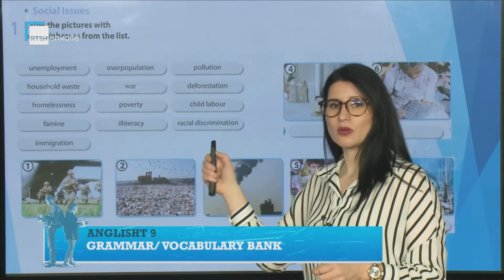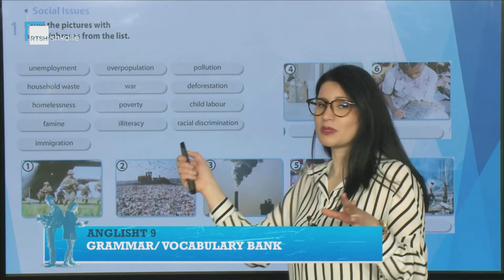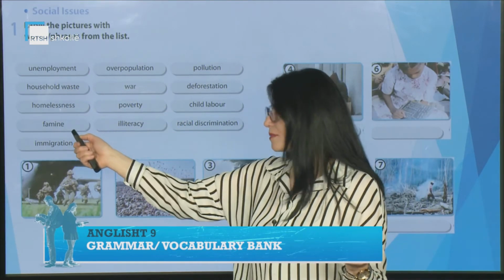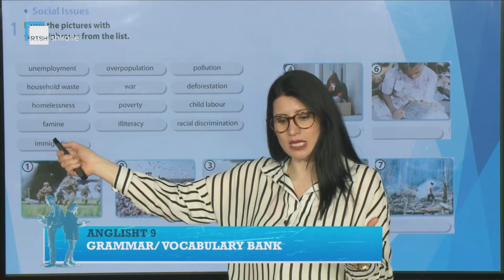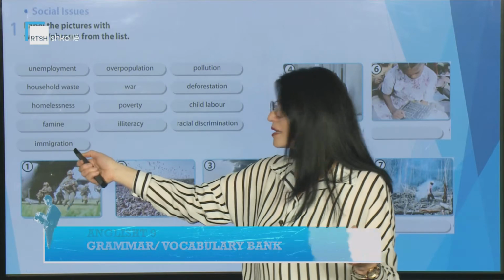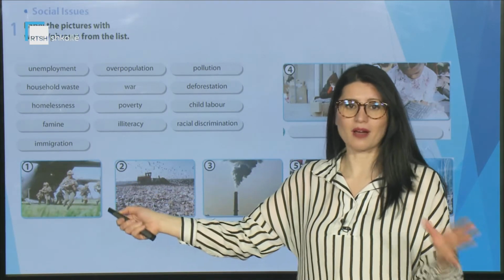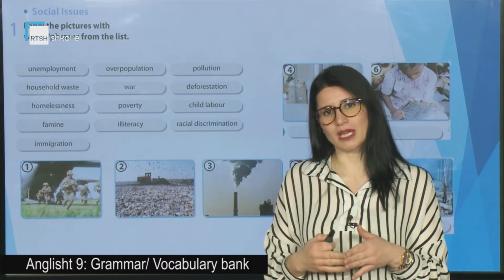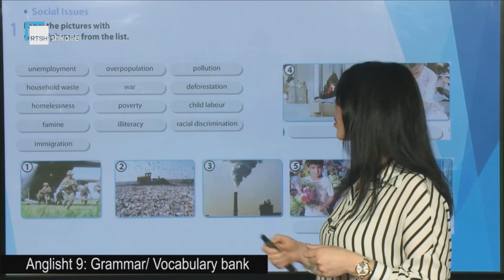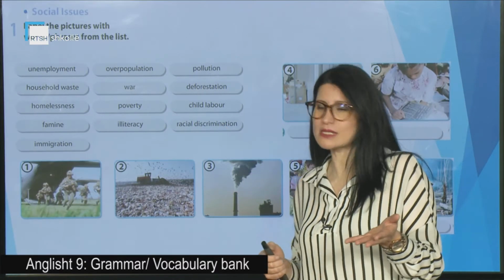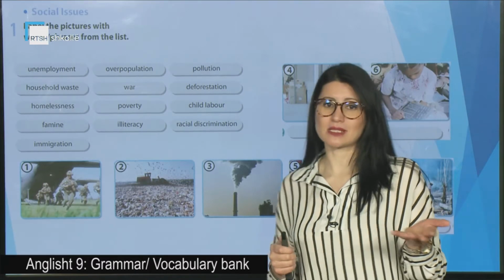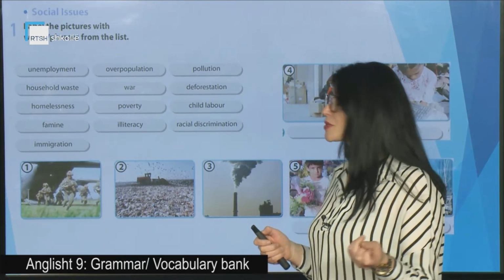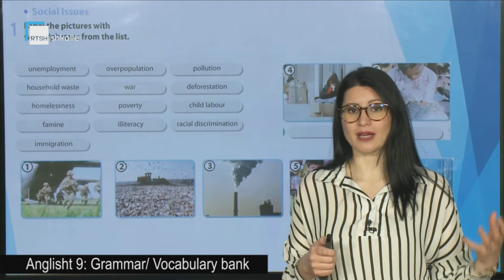Unemployment, household waste, homelessness, so people who do not have a house, while unemployment, people who do not have a job, famine, people who don't have a place to live or food to eat, immigration, so people who move from one country to another country, overpopulation, which means when there are a lot of people in a place, it is overcrowded, war, it is the opposite of peace, poverty, so it is the state when people do not have food or they do not have a shelter. Illiteracy, it is when people don't know how to write or read.